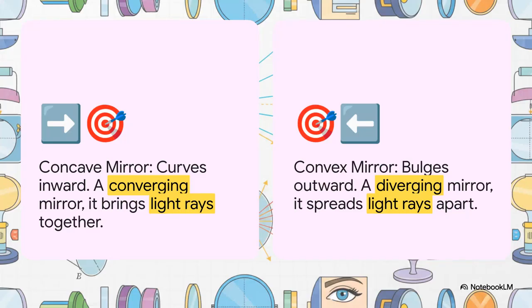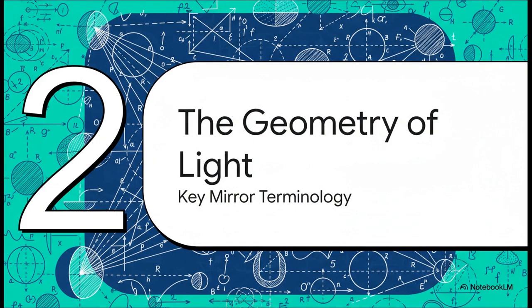So what's really interesting here is how their shapes basically predetermine what they do. A concave mirror, because it curves inward, acts like a collector. It's a converging mirror that brings light together. A convex mirror does the exact opposite. It scatters light rays, spreading them apart, making it a diverging mirror. So you've got one job: gather light or scatter it. Let's move on and see how this builds.